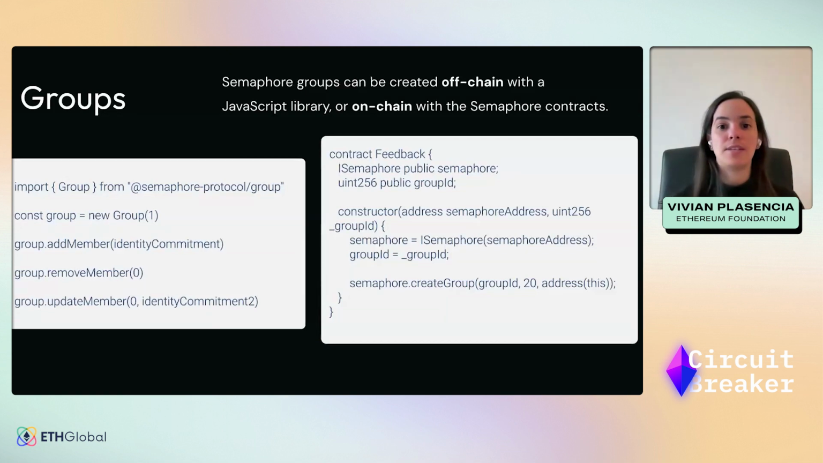The Semaphore groups can be created off-chain with the JavaScript library or on-chain with the Semaphore contracts. Here you can see how to create a group with the JavaScript library, and in the other box you can see how to do it with the Semaphore contracts.